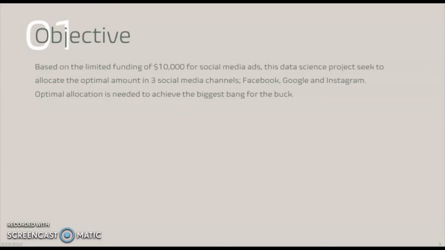Objective. Based on the limited funding of $10,000 for social media ads, this data science project seeks to allocate the optimal amount in three social media channels: Facebook, Google, and Instagram. Optimal allocation is needed to achieve the biggest bang for the buck.